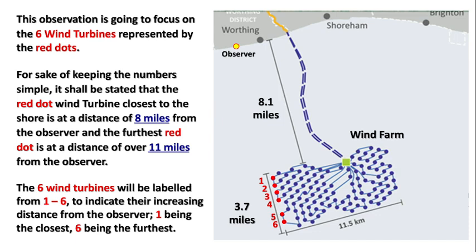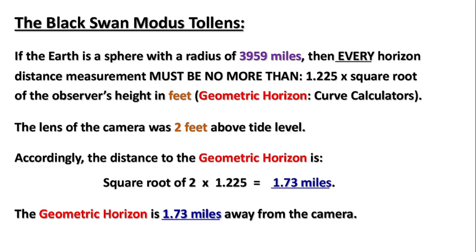The 6 wind turbines will be labeled from 1 to 6 to indicate their increasing distance from the observer, 1 being the closest and 6 being the furthest. The Black Swan modus tollens. If the Earth is a sphere with a radius of 3,959 miles, then every horizon distance measurement must be no more than 1.225 times the square root of the observer's height in feet. Geometric horizon curve calculators.